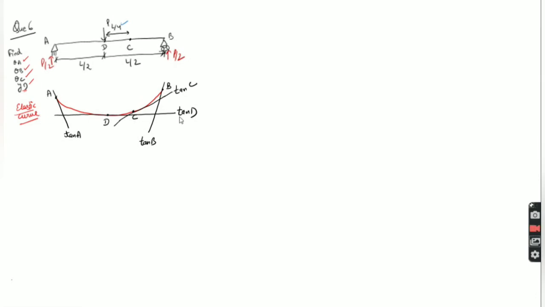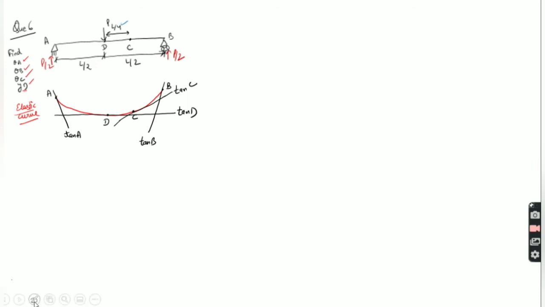Now why have I taken this tangent to be horizontal? This is because point D is at the center of the beam, and because this beam is symmetrically loaded, we can conclude that there will be maximum deflection at point D. Wherever there is a maximum deflection, we will get the slope to be 0 because the curve will be straight here. So the tangent will also be straight. Okay, so these are our tangents.